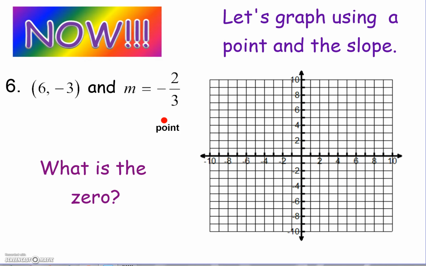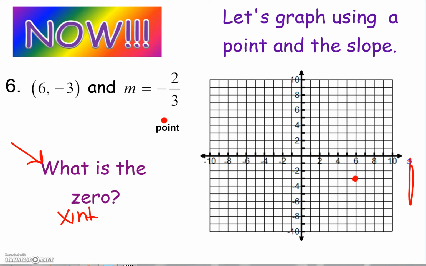Okay, so let's graph using a point and a slope. If I have my slope and I'm given a starting point, I should be able to graph. So starting point, 6, -3. So I'm going to go over to 6 and go down to 3 and put my point. Now it wants to know what is the 0, so we're looking for our x-intercept.